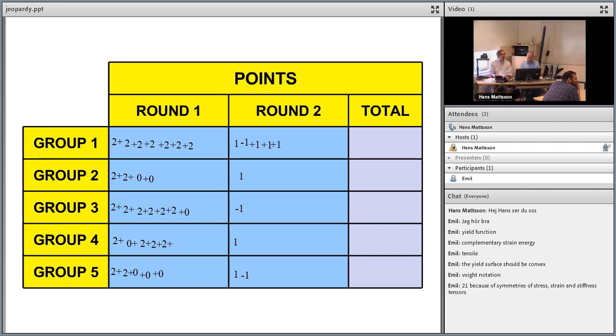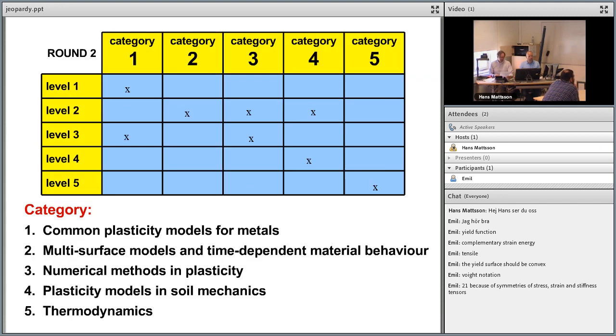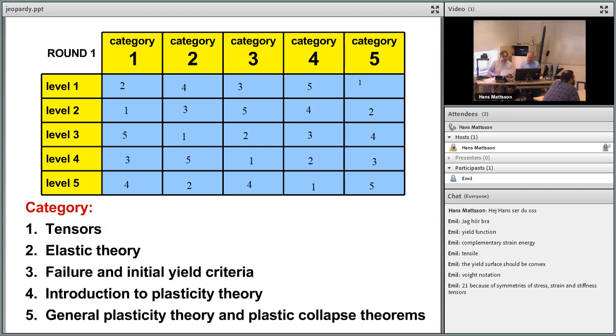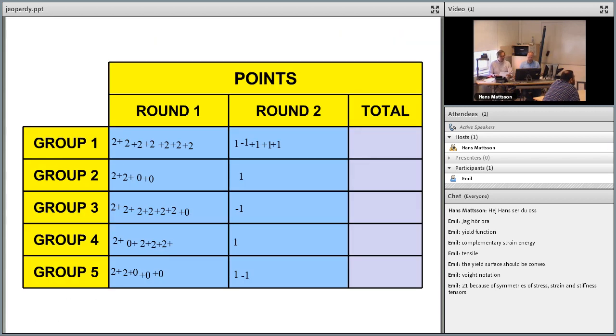That is correct. You can also use a state parameter, initial void ratio, but the isotropic pre-consolidation pressure works also as a state parameter there. So it's correct. Group 1, choose. 5-1. Category 5, level 1.